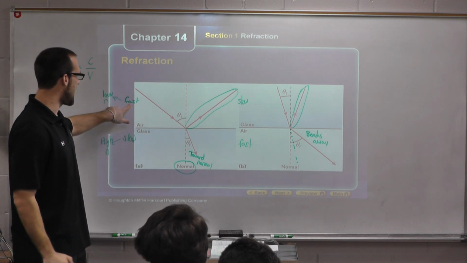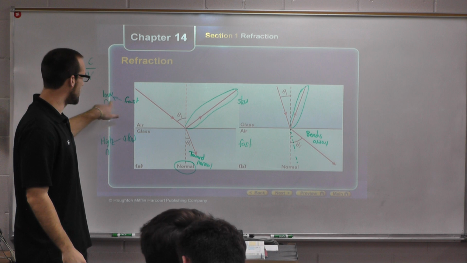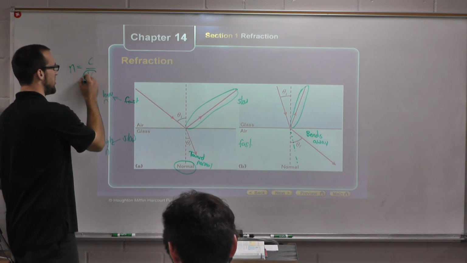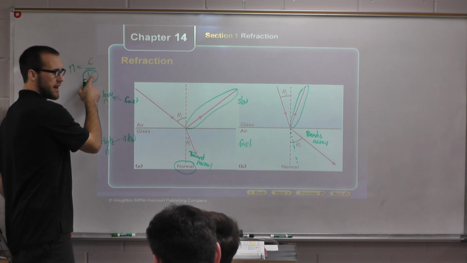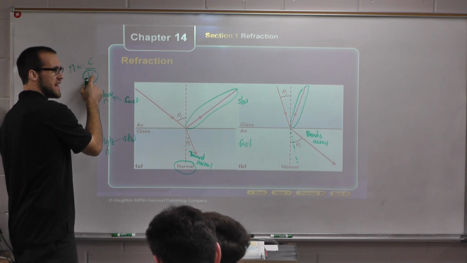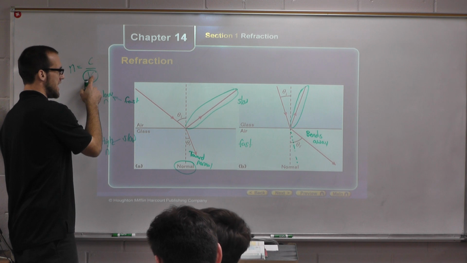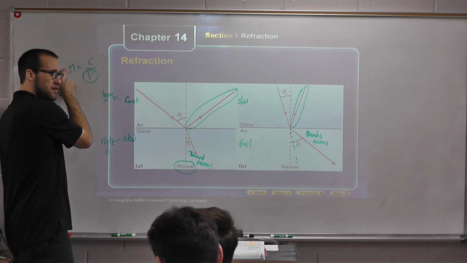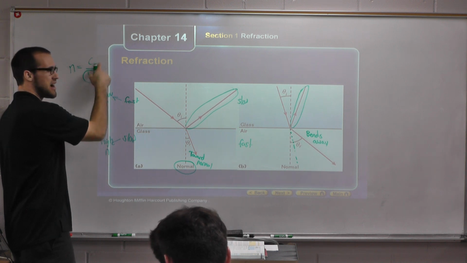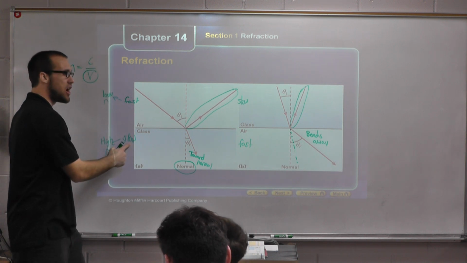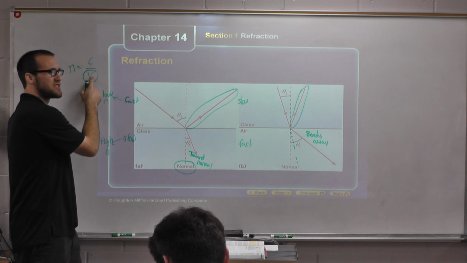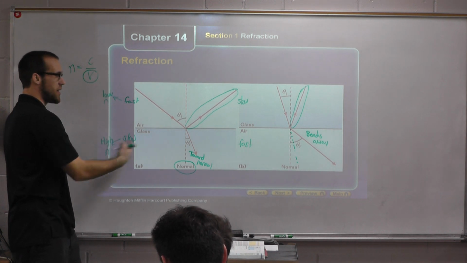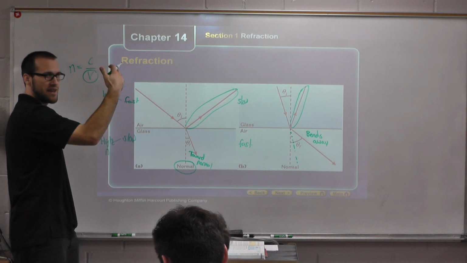Everyone good on fast? Moving fast means you've got an index of refraction that's low. So this is what it's referring to when I say fast. V is the speed of light through a medium. If it's fast, this number will be bigger, making this number little, because this is a constant. If this is slow, that means the speed it's traveling is slower, making this number higher, bigger. Are you seeing what I'm trying to show you here with high, index, low?